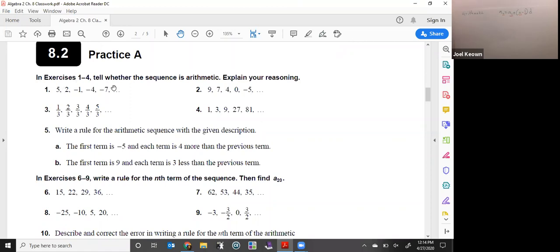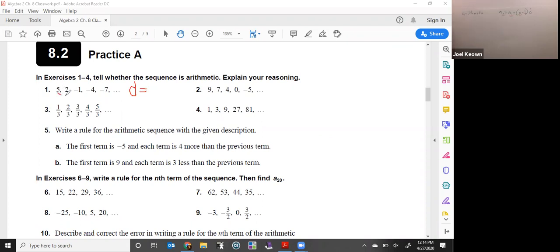So in problems 1 through 4, it says, well, is it arithmetic or not? Well, how I figure that out is, well, is there some number that I just keep adding or subtracting? We call that number our common difference, or our lowercase d. So lowercase d is our common difference. And if it is arithmetic, I should be able to find one. So let's look at number 1.